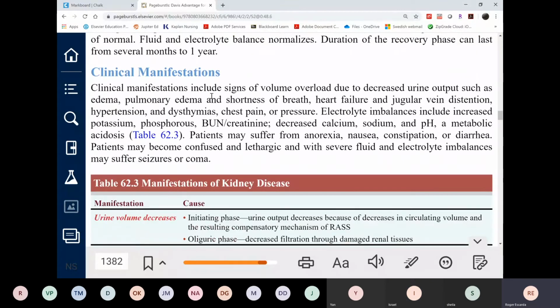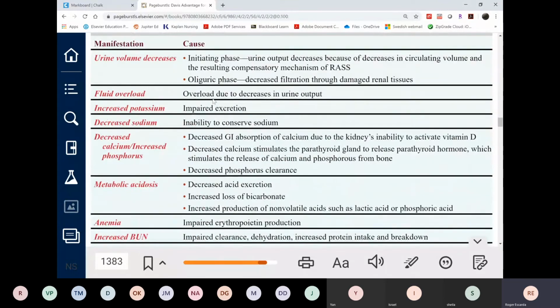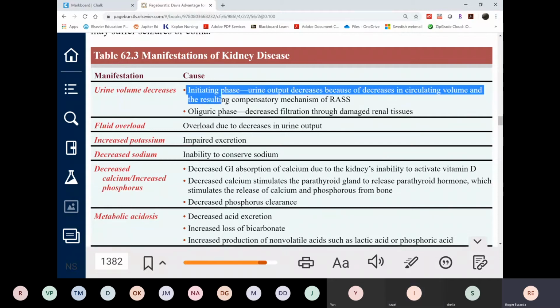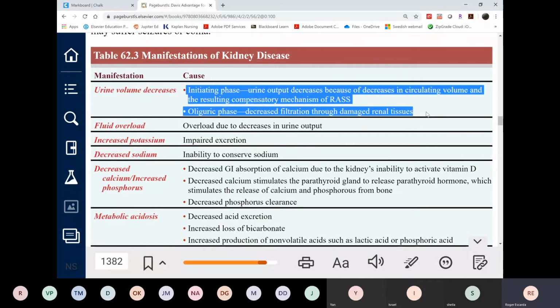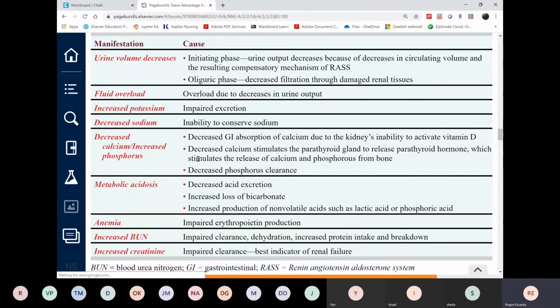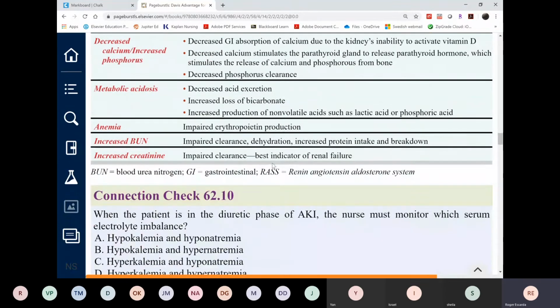So as far as clinical manifestation, it really depends on the phase. So I can't really say, oh, this is what happens, this is what you see. It depends. When is it going to be seen? So that's why here in your table 62-3, it tells you during the oliguric phase, this is what the urine volume looks like. Okay, and then here, fluid overload only during the oliguric phase. And then they have here decreased calcium, phosphorus, and they tell you when, etc.